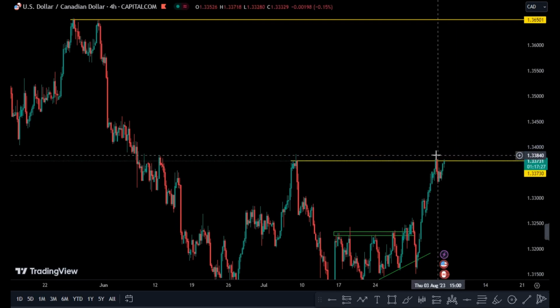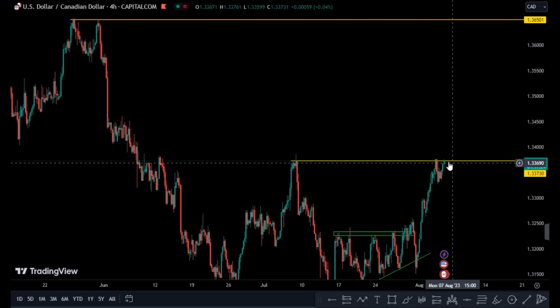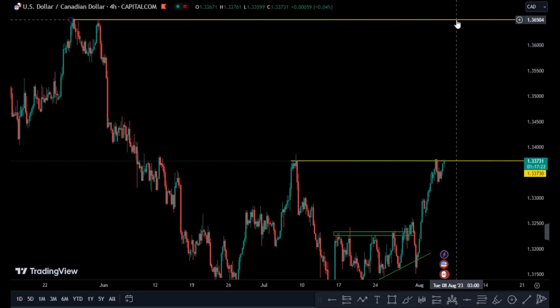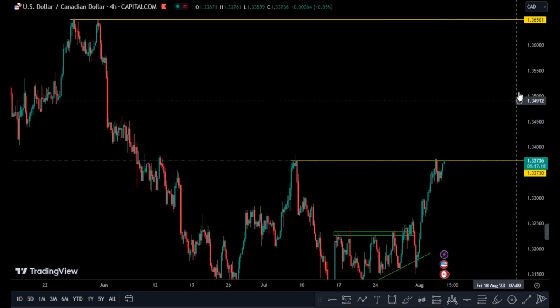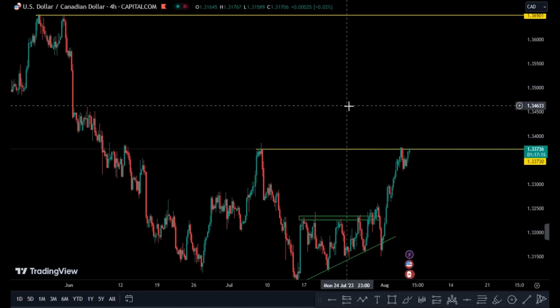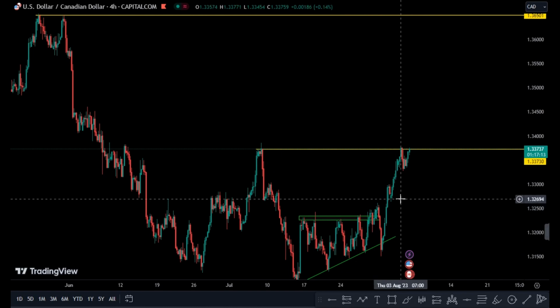So looking into next week, we might be anticipating USD CAD to push all the way to the top should it fail to retrace and push down to the bottom from here. So that was the analysis on CAD.